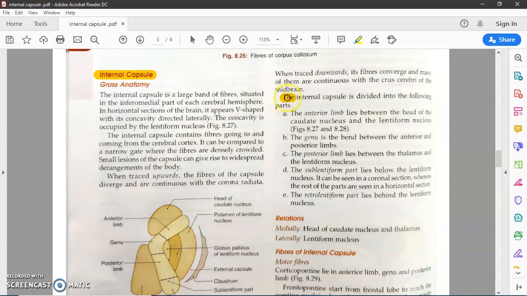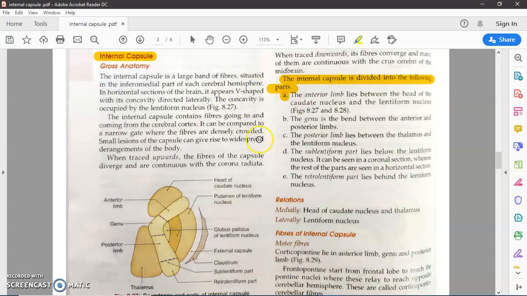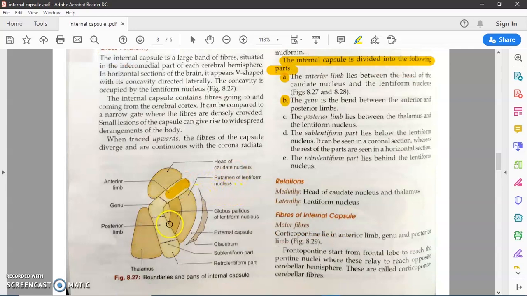Parts of the internal capsule. There are 5 parts. First part, the anterior limb. Second part, posterior limb. Third part, genu. Fourth part, sublentiform part, and fifth part, retrolentiform part.